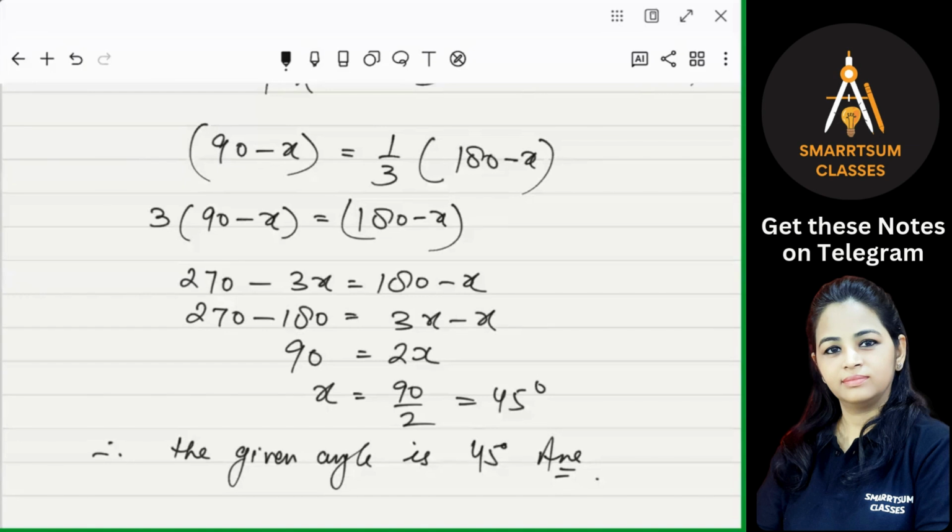Is that clear? So this is how you can form the equation and solve. What you can do is just do some questions from your NCERT book.